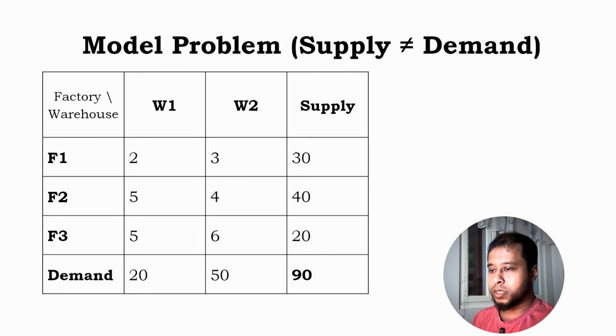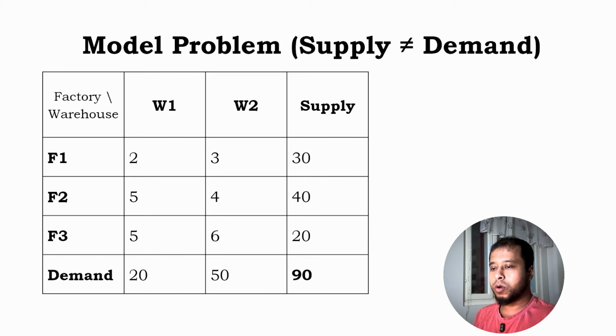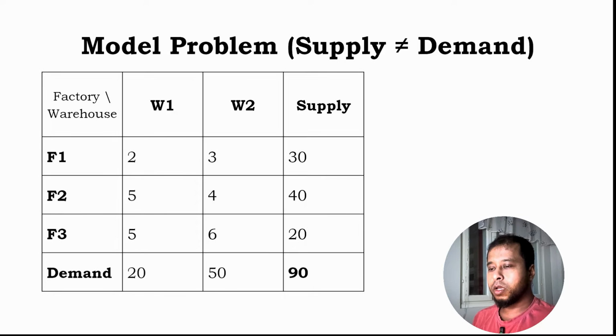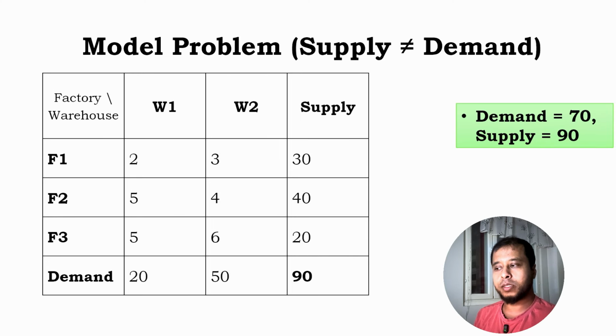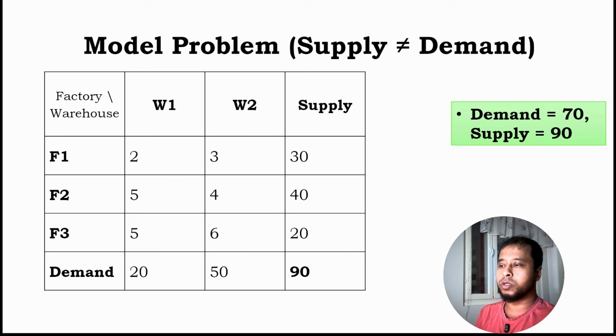Now let us solve the problem when supply is not equal to demand. So here columns are presented as warehouses and rows are presented as factories. So we have the factories' supply capabilities and the warehouses' demand capacities. Our demand is 70 and our supply is 90. So supply is not equal to demand.